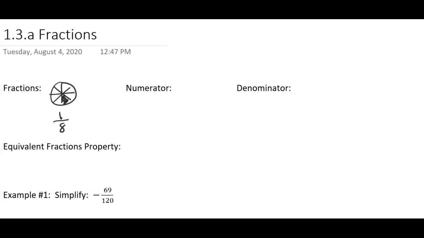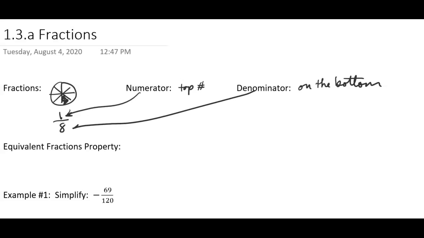The numerator is the number on the top, so that's the numerator. It could be an expression or something. And the denominator is the one under the bar, so it's on the bottom. Think "down" for denominator, if you have trouble remembering that. So the denominator would be the 8 in that case, okay?